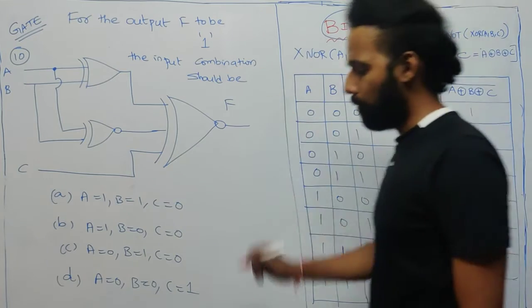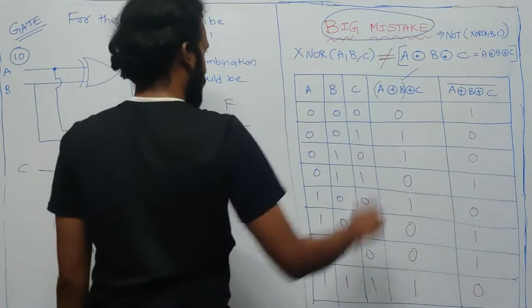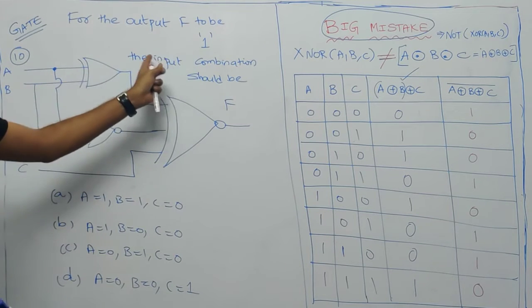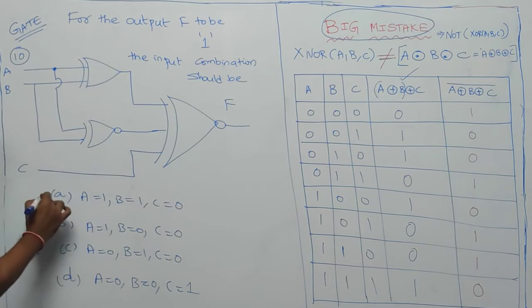Now let's take up this problem. I'll prove that. Stay till the end of the video. I'll prove it. Now for the output F to be 1, the input combination should be... Let's take first this one.